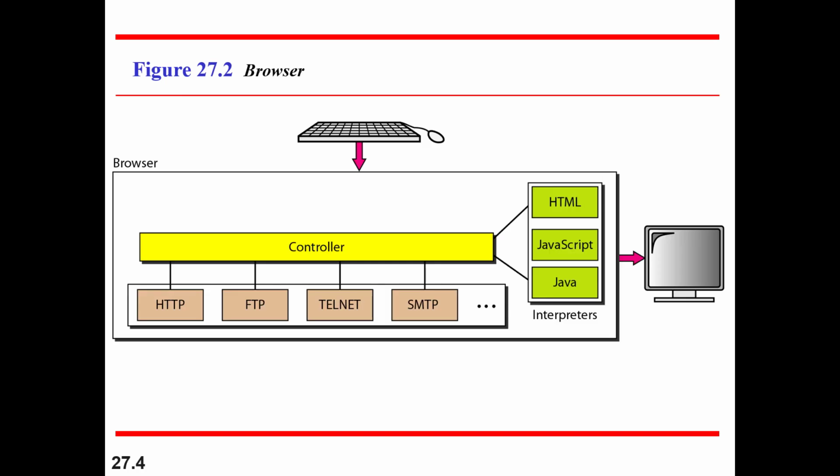Each browser usually consists of three parts: a controller, client protocols, and interpreters. The controller receives input from the keyboard or mouse and uses the client programs to access the document. After the document has been accessed, the controller uses one of the interpreters to display the documents on the screen. The client protocols can be HTTP, FTP, SMTP, etc.